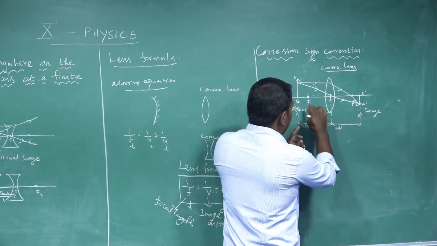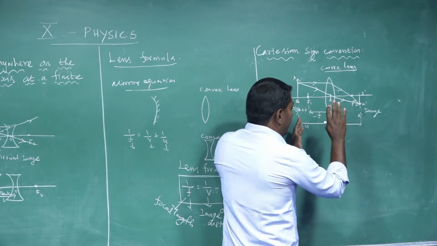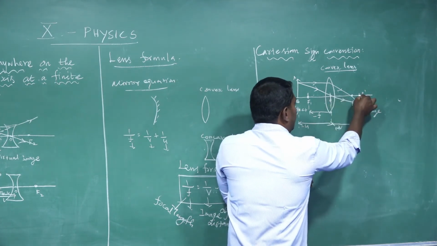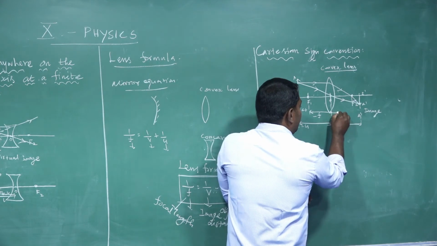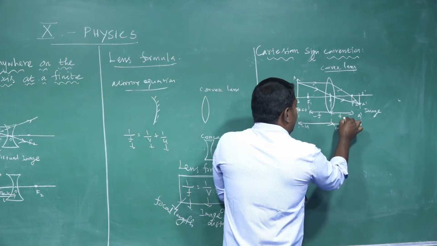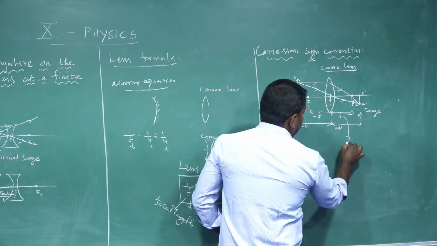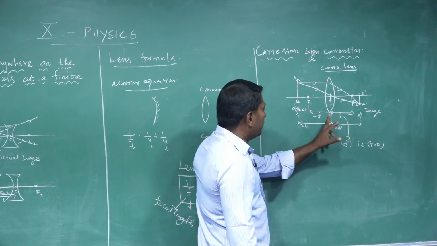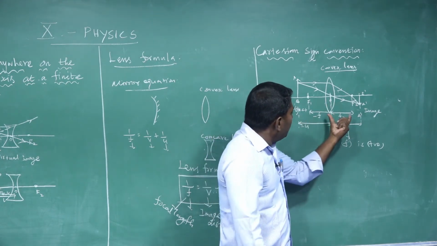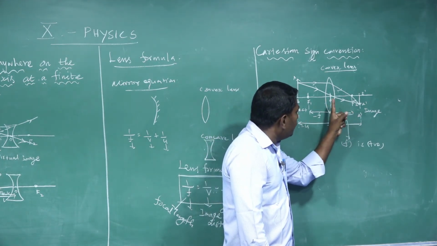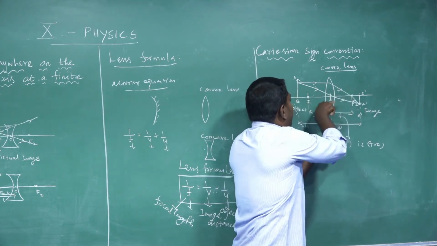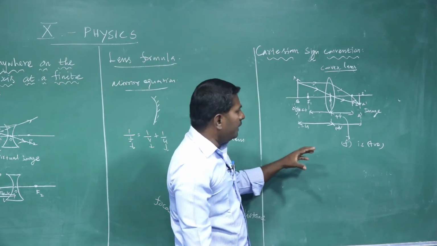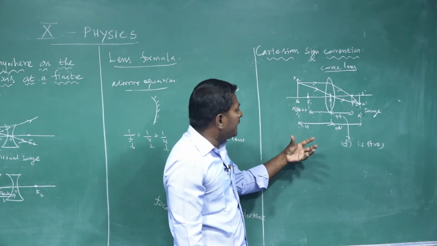two principal focus, F1 and F2. We take the focal length always towards the right side from the optic center to the principal focus. That's why the focal length is F. In the case of convex lens, focal length is positive. We don't take it in the opposite direction, but the focal length distance is measured from the optic center along the direction of incident ray. That focal length is taken as positive. These are a few Cartesian sign conventions.